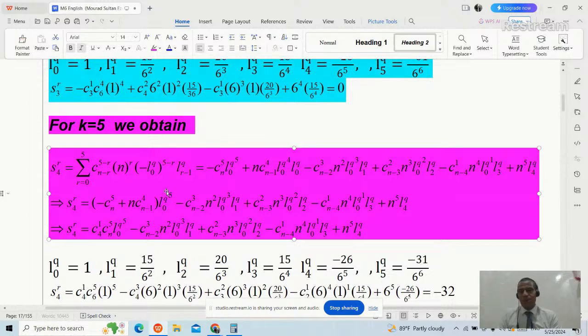And therefore, to find S4, you should put K equal 5 in the discriminant formula of Mourad Sultan Ezouidi. So it would be the sum over R from 0 to 5 of combination N minus R, 5 minus R, N raised to the power R, negative L0 of ODQ raised to the power 5 minus R times L R minus 1 of ODQ. This one, learners, step by step, you will get the following. The last answer, which is S4, that implies that S4 equals, learners.